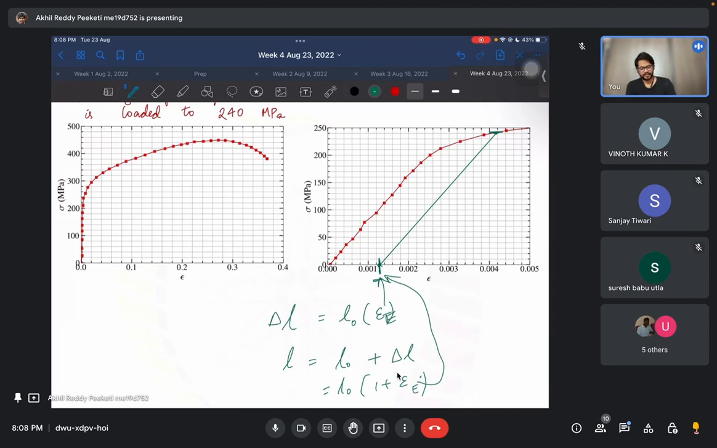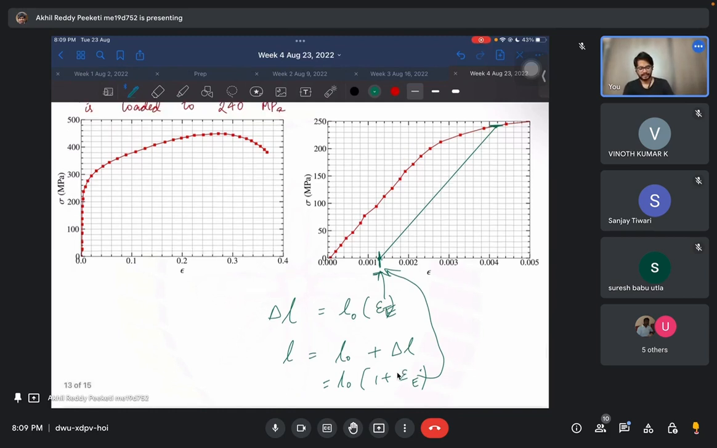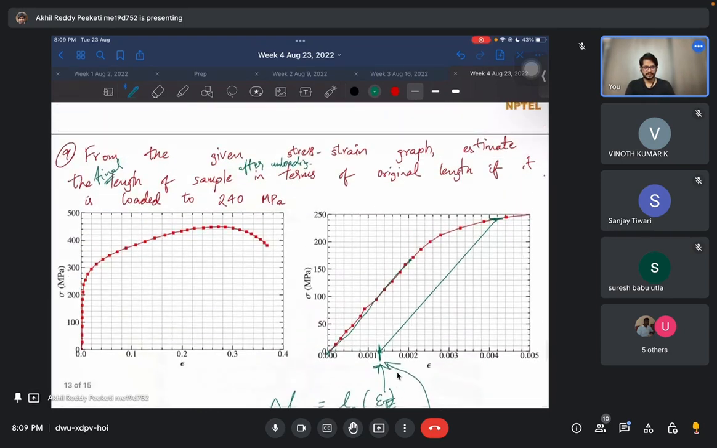From that stress point, you need to draw a line parallel to the elastic region. The point at which it intersects the x-axis, or the zero stress, is that strain. If you are in the elastic regime only, let's say somewhere here, then it would correspond to zero, because in the elastic regime there is no permanent deformation. Only when plastic deformation starts do you need to do this. Is that clear? Any doubt, anyone? Okay, I hope it is clear.